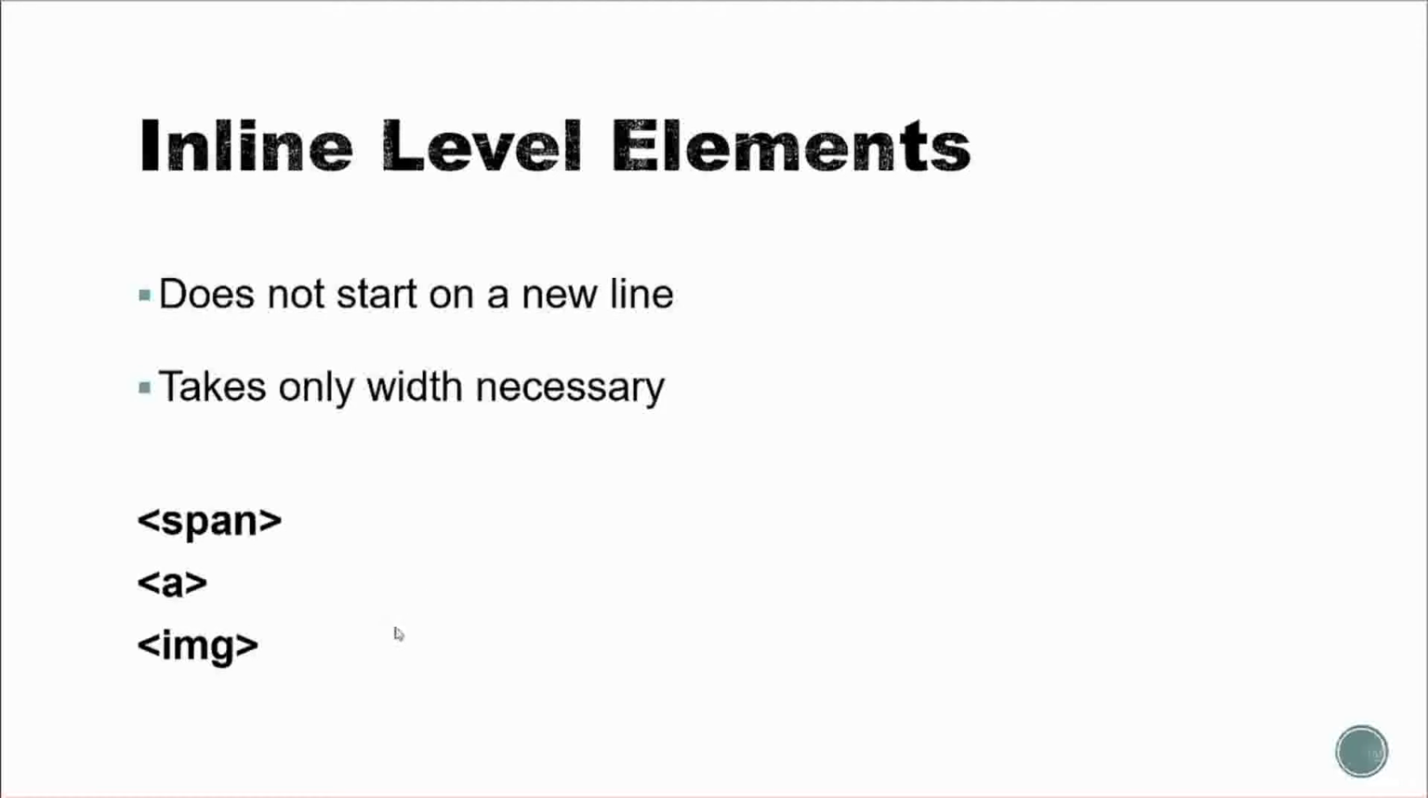And then we have inline level elements, which do not start on a new line, and they take only the width necessary for the element. So span, A tags, images, these will all stay on the same line. Alright, so we can put two spans next to each other, and in the browser they'll display right next to each other on the same line. If they were divs or another block level element, they'd be on separate lines.